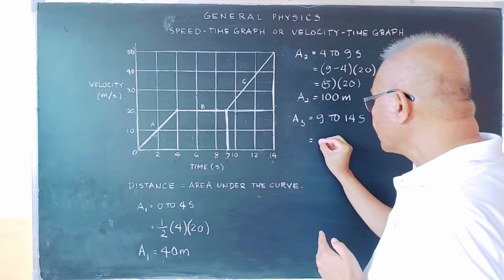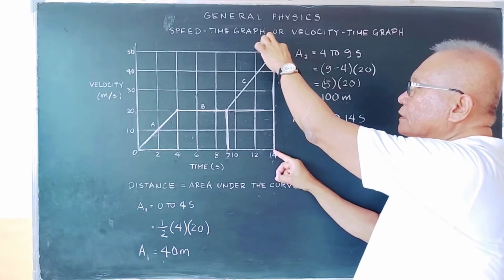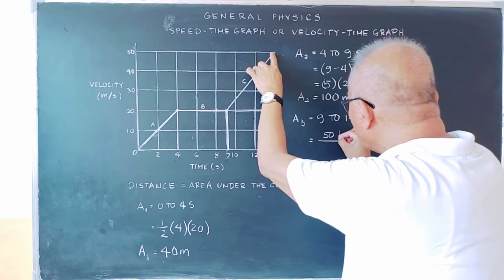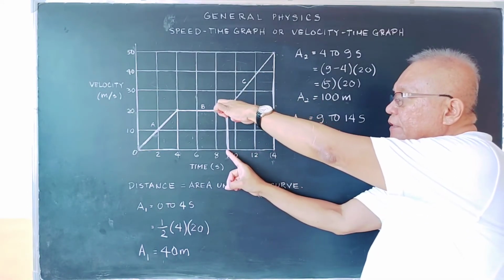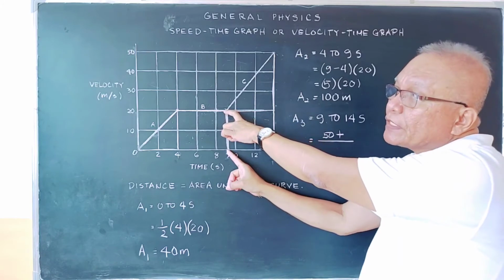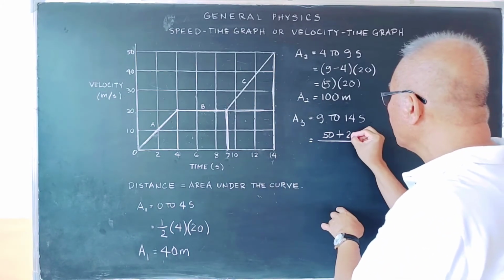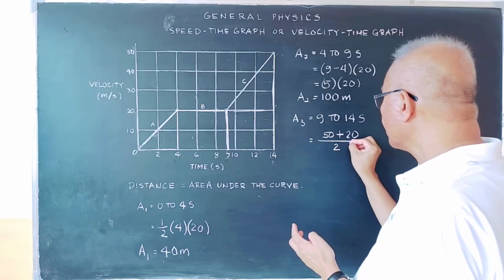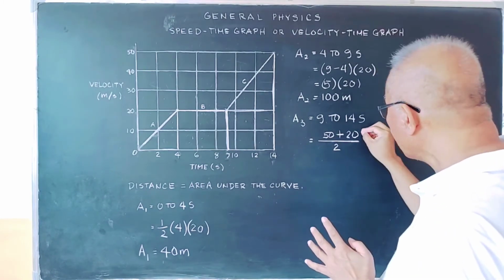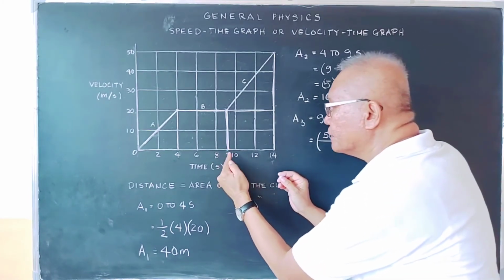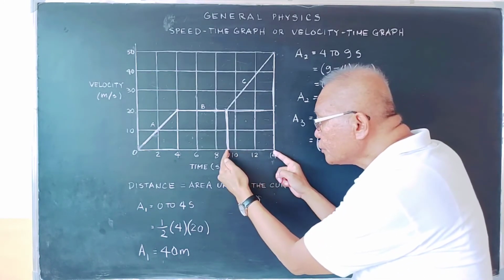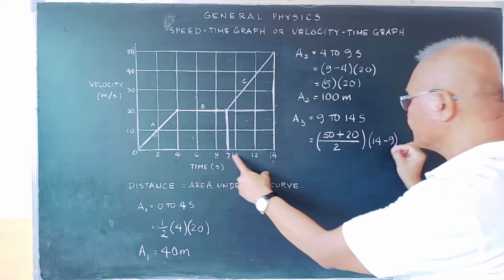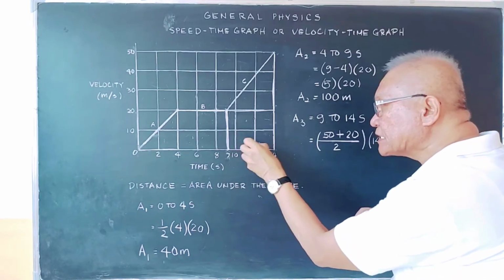Okay, let's have the parallel sides. So this one is 50 minus 0 is 50. Plus this side here. So what is the height of this side here? It's 20 minus 0 is 20. So you have 50 plus 20. And don't forget to divide it by 2 because we are getting only the average. Times, how far are they from each other? So that is 14 minus 9. That's the distance between them.